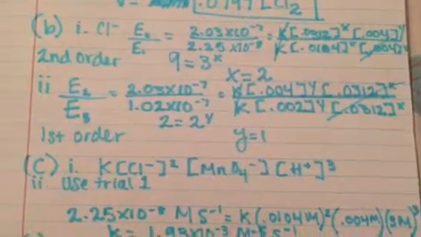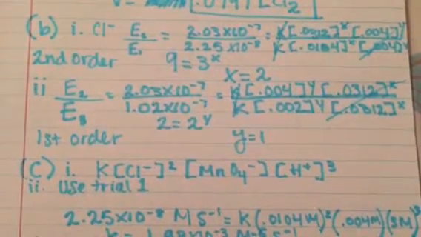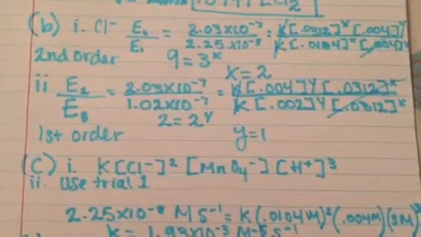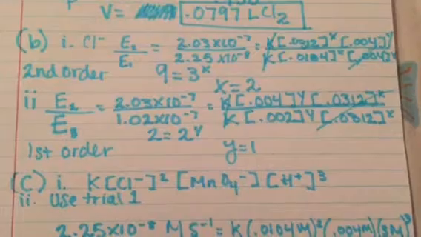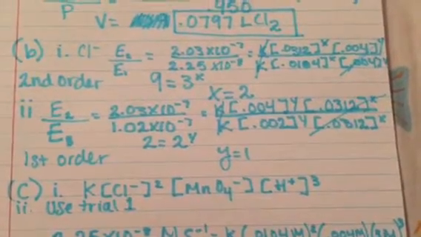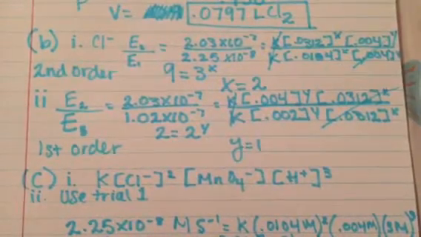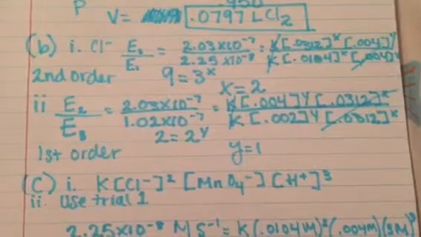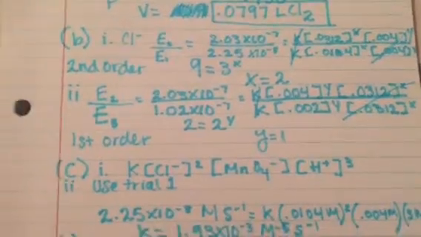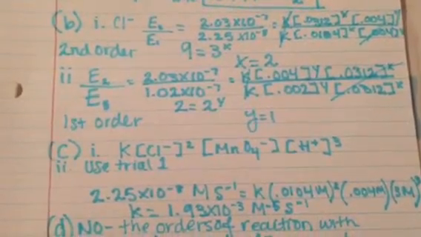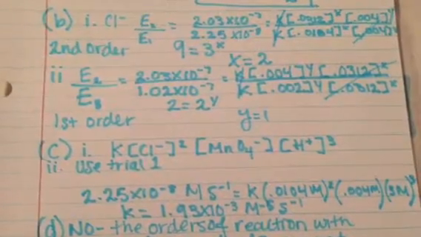And for part 2 we had to find MnO4-, so I compared experiment 2 again with experiment 3, and I got the exponent to be 1, so it was a first order. And then in part C, it says the reaction is known to be third order with respect to H+, and using that information and the answers from part B, we had to complete two different things. And the first thing was writing the rate law for the reaction. So the rate law is K times Cl- squared times MnO4- times H+ to the third.